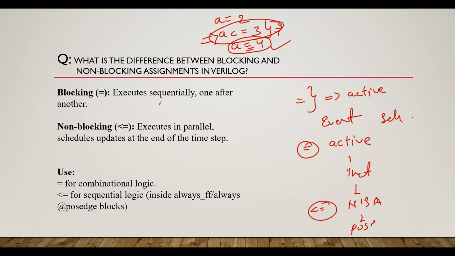I have explained one reason, which is that they fall in different regions, and another reason is that blocking assignments execute sequentially, whereas non-blocking assignments execute in parallel. Now your blocking assignment is generally used in combinational logic, whereas your non-blocking assignment is generally used in sequential logic. So I hope it is clear.